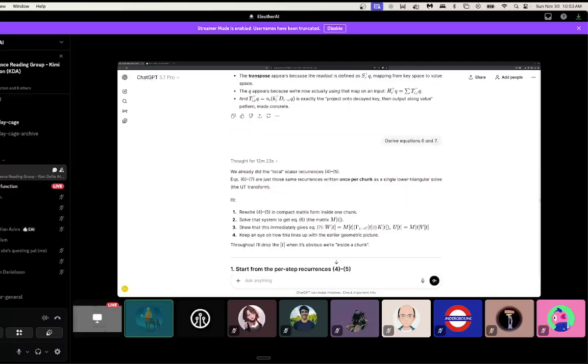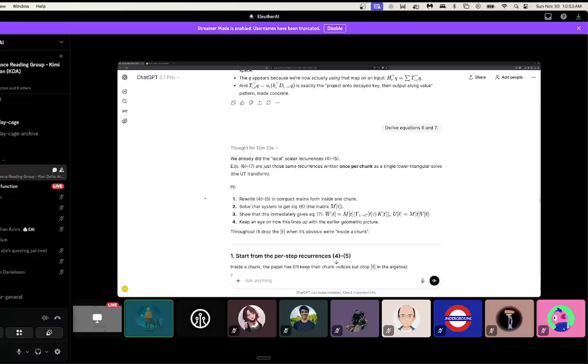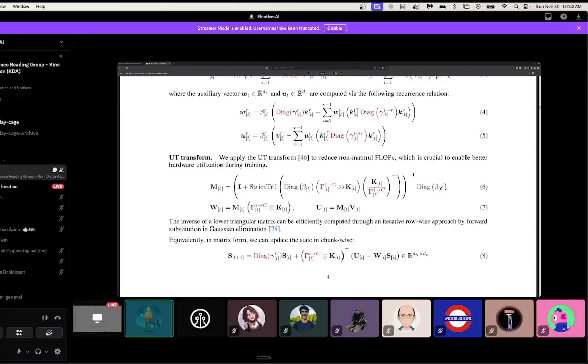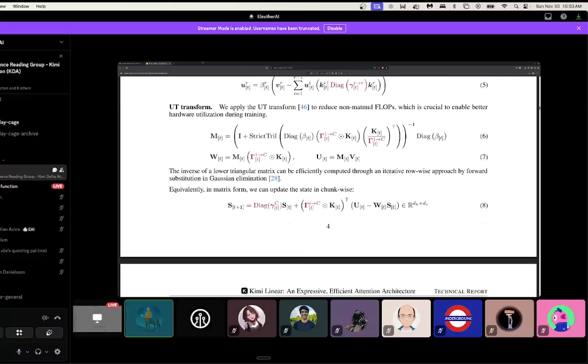Okay, equations 6 and 7. Oh yeah, 6 and 7 are exactly what we want. Because it screwed up the LaTeX, we're looking at these two equations for the UT transform. Just a little bit of notation: this is a strict lower triangular matrix, so what's inside here is not actually lower triangular.